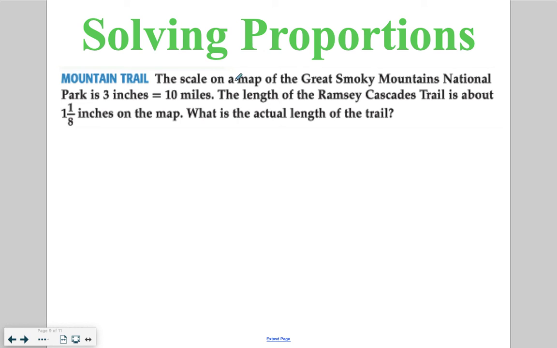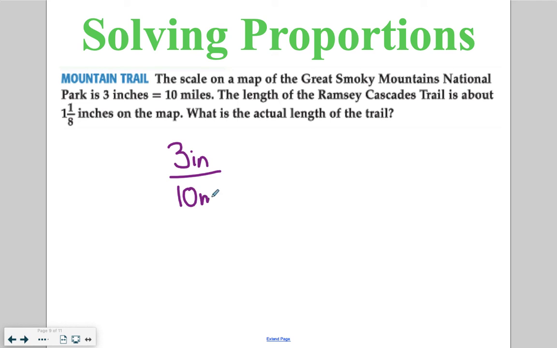This one says the scale of the map of the Great Smoky Mountains National Park is 3 inches is equal to 10 miles. The length of the Ramsey Cascade Trail is about 1 1/8 inch on the map. What is the actual length of the trail? So our job is to set up a proportion, so 2 equivalent ratios. If we look, we have this first ratio, or rate, since they have units. It's going to be 3 inches over 10 miles.